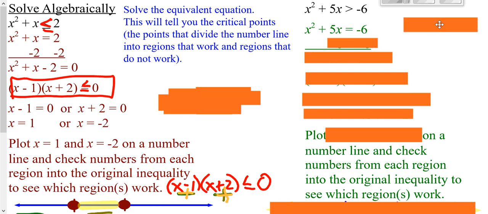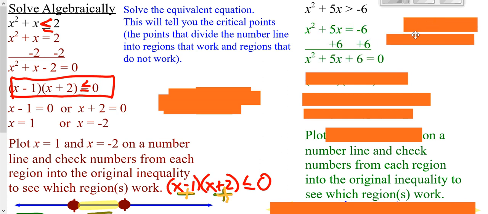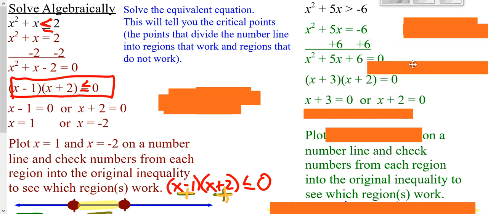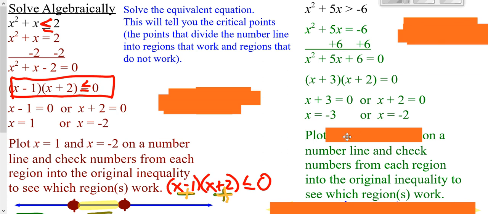So set equal to 0 by adding 6 to both sides. Do your AC factoring. Set each factor equal to 0. Get your critical points. So -3 and -2 divide your number line into regions that work and regions that don't.